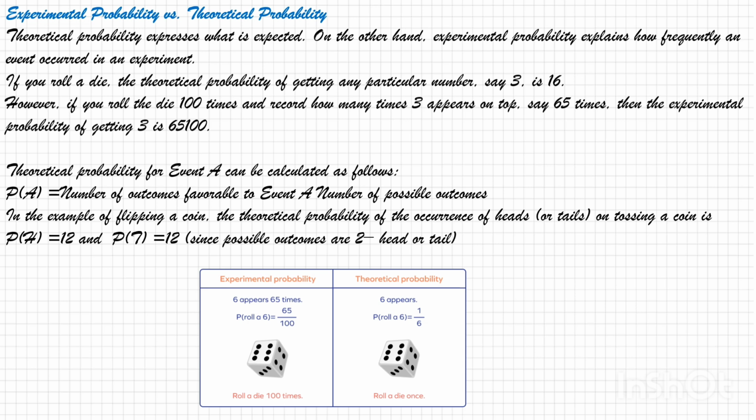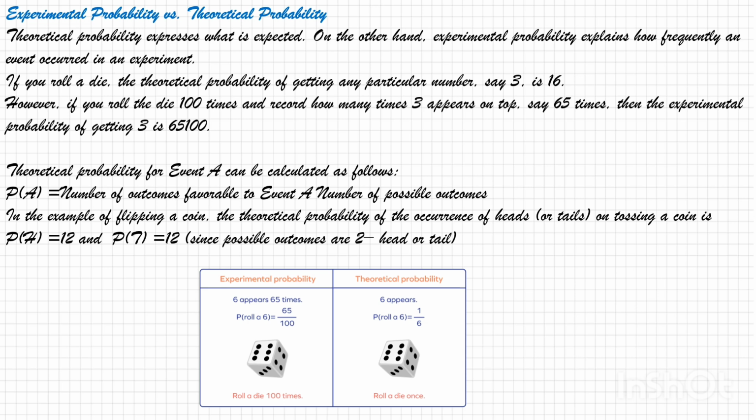If you roll a dice, the theoretical probability of getting any particular number, say 3, is 1/6. However, if you roll the dice 100 times and record how many times 3 appears on top, say 65 times, then the experimental probability of getting 3 is 65/100.